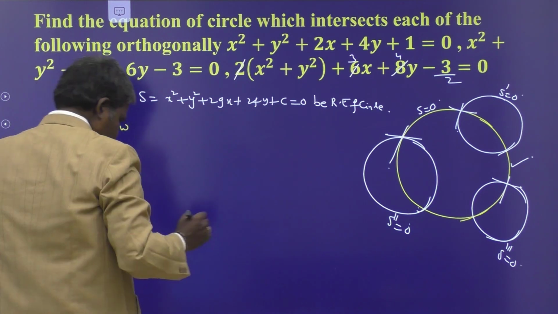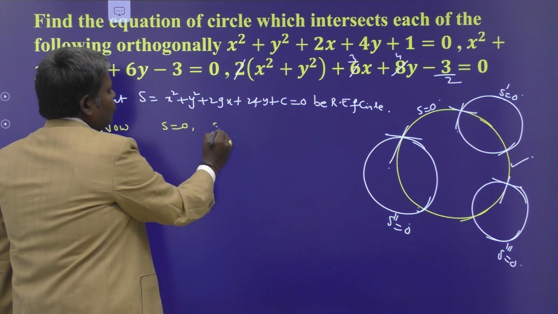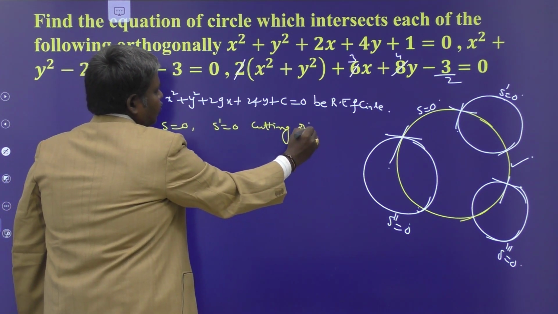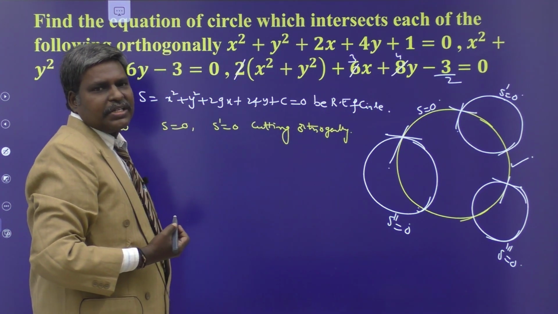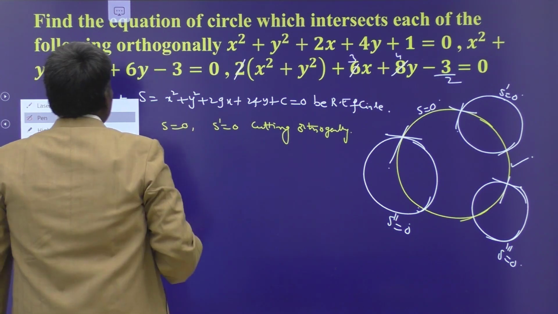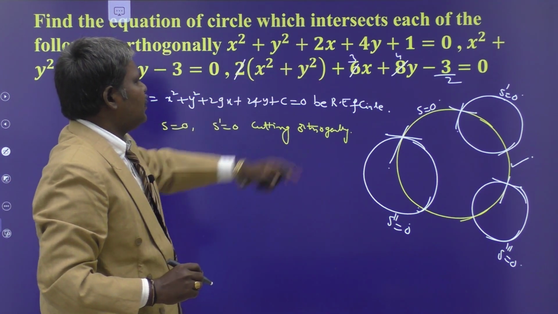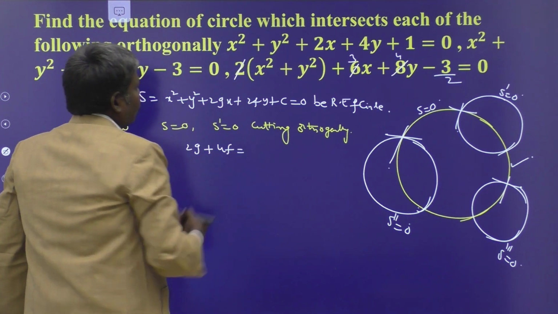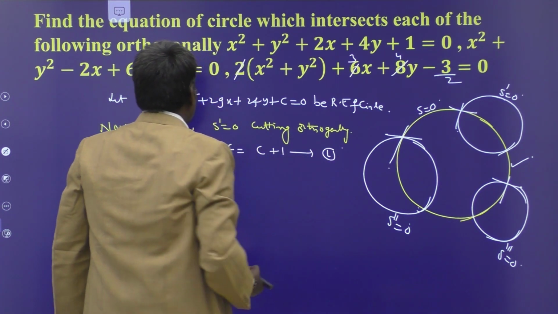Now s equal to 0, s dash equal to 0 cutting orthogonally. What is the condition now? By looking itself, we obtain the condition: replace x by g, replace y by f. 2g plus 4f equal to c plus 1. This is the equation number 1.